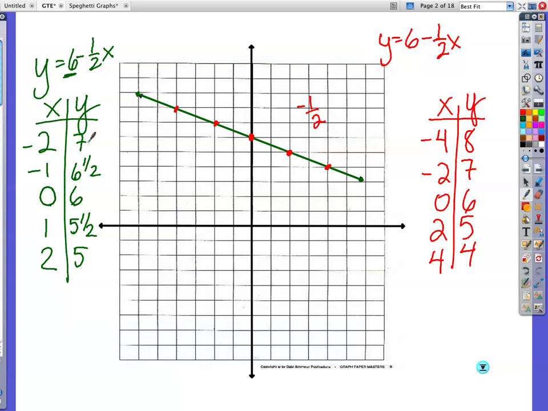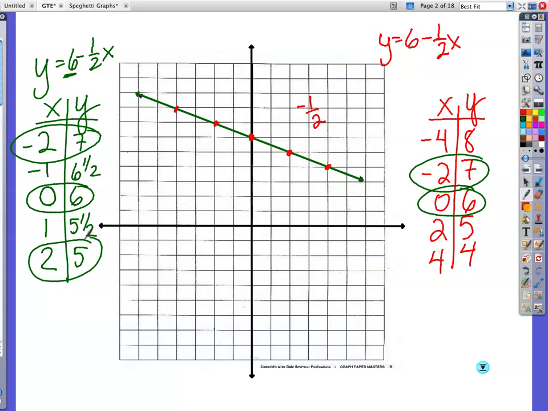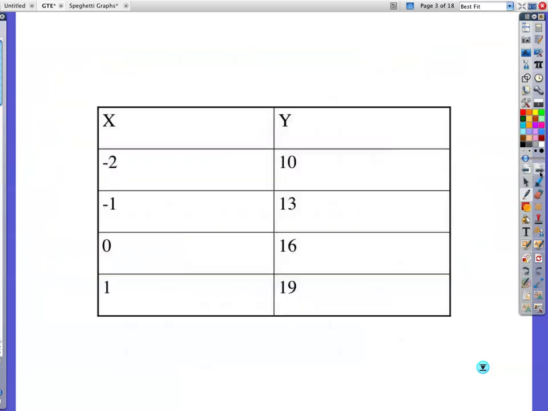What's interesting about this is some of these points are the same. 0 goes with 6, same over here. And 2 goes with 5, which you also see over here. I just have some extra points over here and some extra points over here, but they're all on the same line. And I could put all kinds, there's lots of different points on this line. We just like to stick with the nice, pretty ones, really. Okay? All right, here's a table.